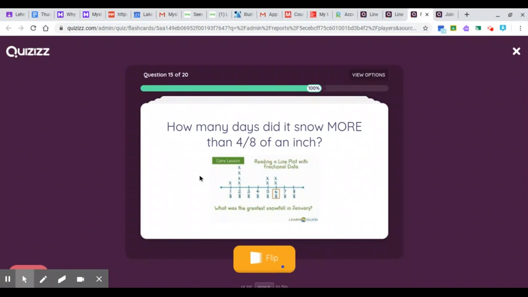Okay, then on some of these, you have kind of a trick question. So how many days did it snow more than 4/8 of an inch? Well, 4/8 of an inch, gosh, would we normally call this 4/8 of an inch or would we call it half of an inch? We would call it half of an inch, but you can still answer that, right?